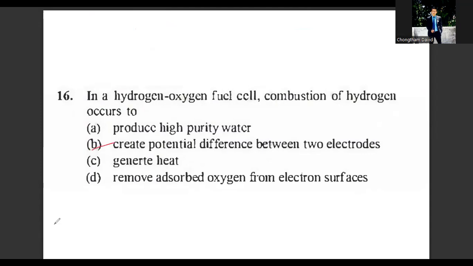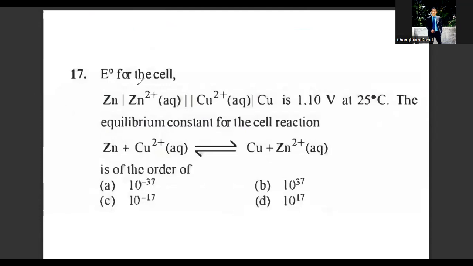Let's read question number 17. The standard reduction potential for this given equation. Okay, this is your cell notation, and copper is given 1.10 at room temperature, that is 25 degrees Celsius. Equilibrium constant for the reaction. You need to know the formula. I'll give you the formula here. A very important formula. You need to remember this.